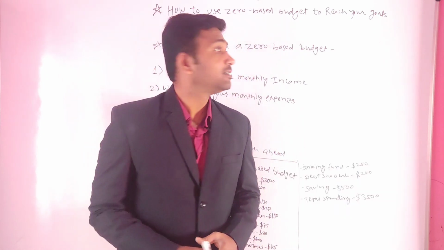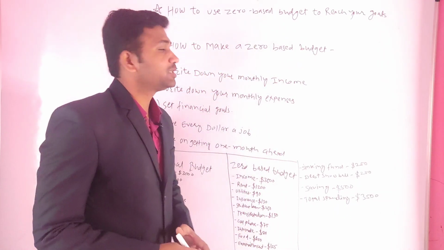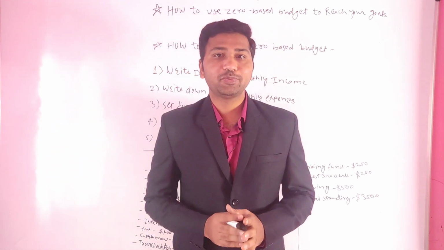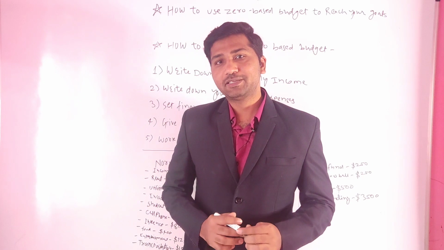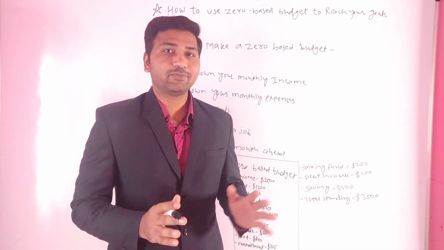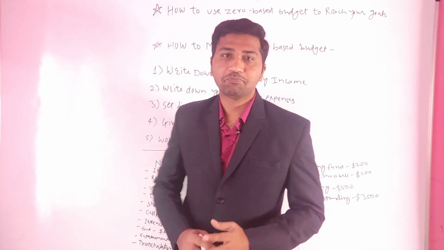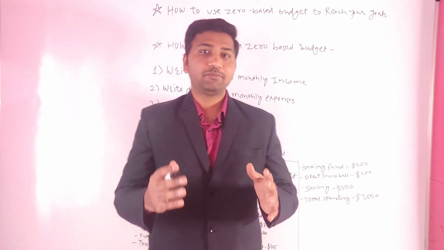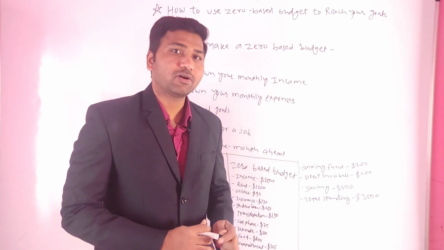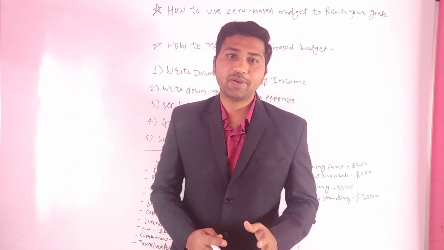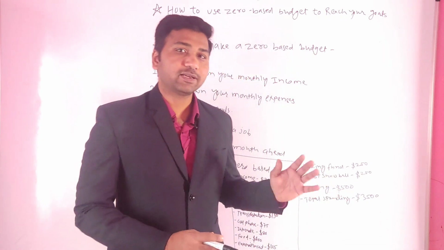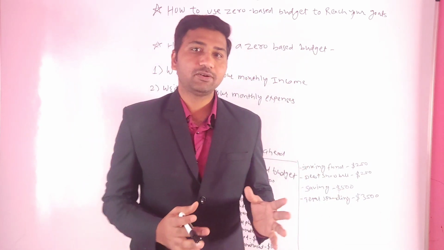Now let's get started. So how to make the zero budget? These are the steps. First, understand what the zero budget is. The zero budget is like the normal budget, but there is a difference between the two. In the normal budget, we initially budget for the next month's spending. So in this month, when we get our income or payment, we plan the expenses where we need to spend. We categorize our budget into two categories.